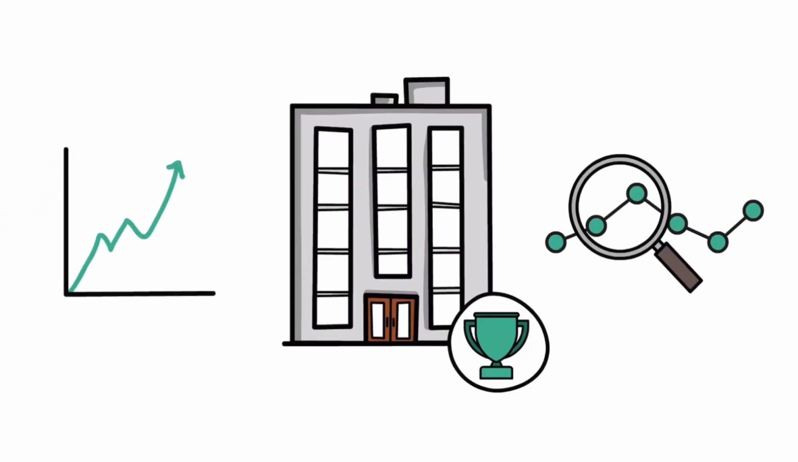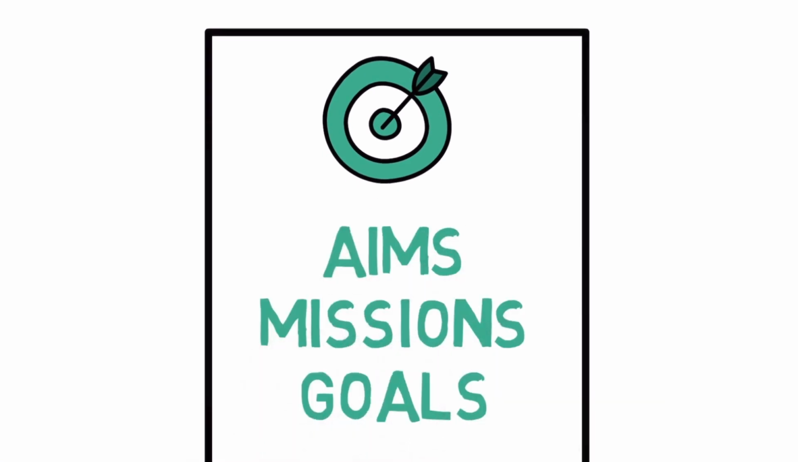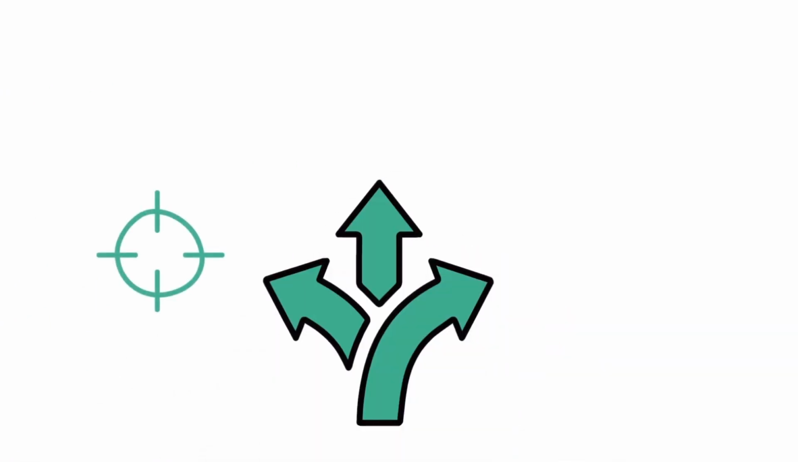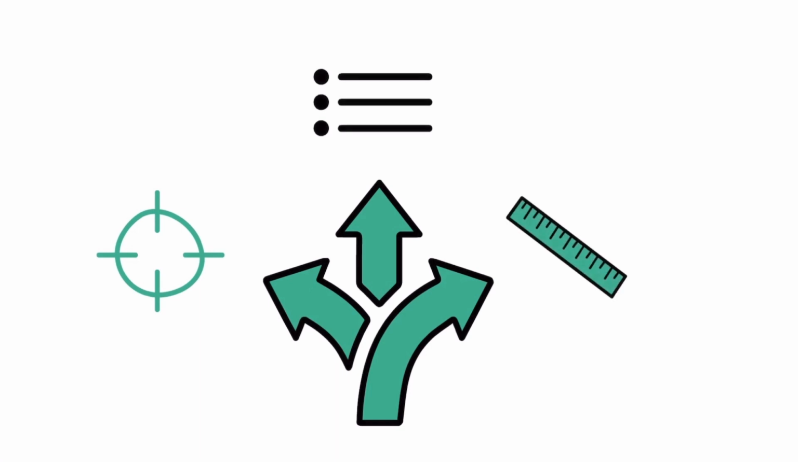If performance and results are central to an organization's success, then objectives are needed. Although they can be known by a variety of names, such as aims, missions, and goals, they always provide a sense of direction, something to aim for, guidance on what to do, and a measure for achievements.